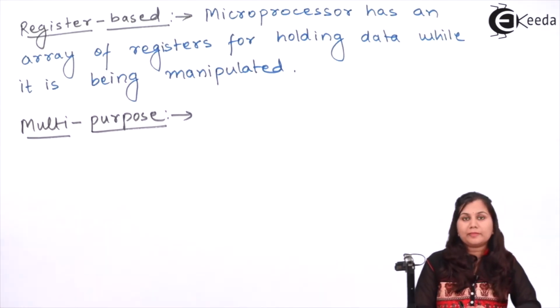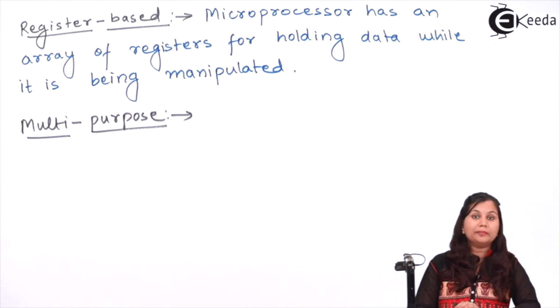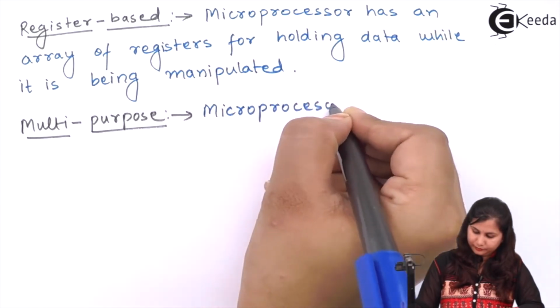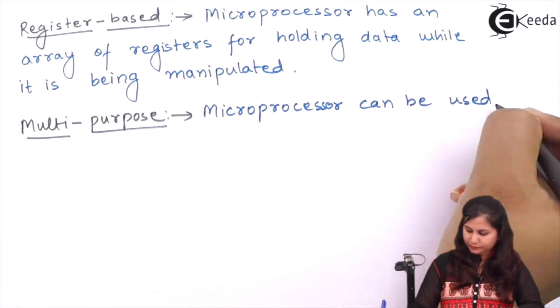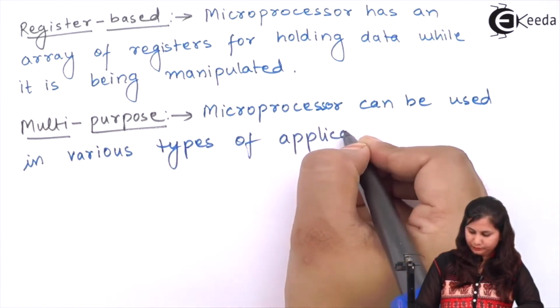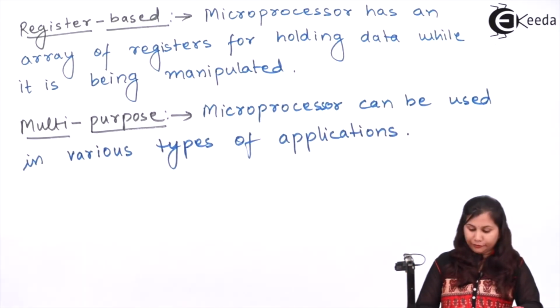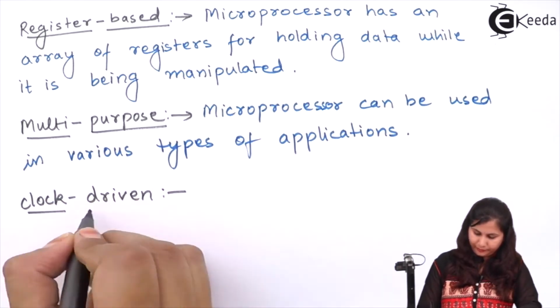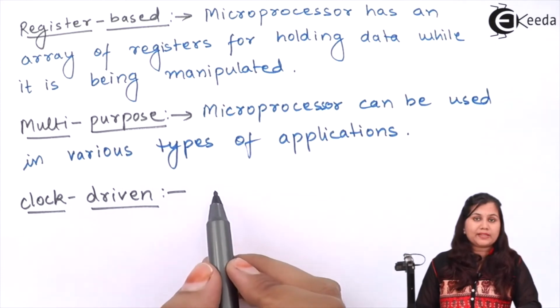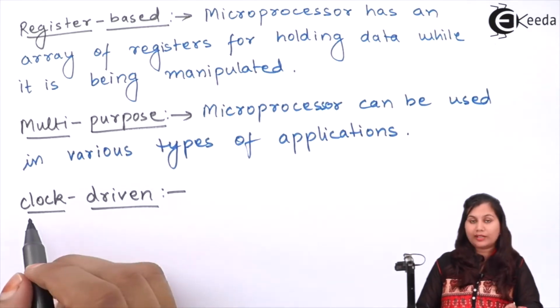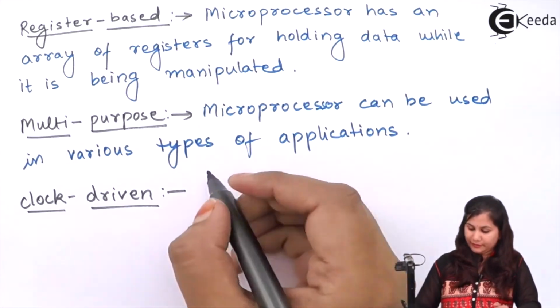Now we have the term multipurpose. Multipurpose means that the microprocessor can be used in different types of applications. That is why it is called a multipurpose device. The fourth term was clock driven. So the microprocessor starts its working or comes into operation when a clock frequency is provided to it.